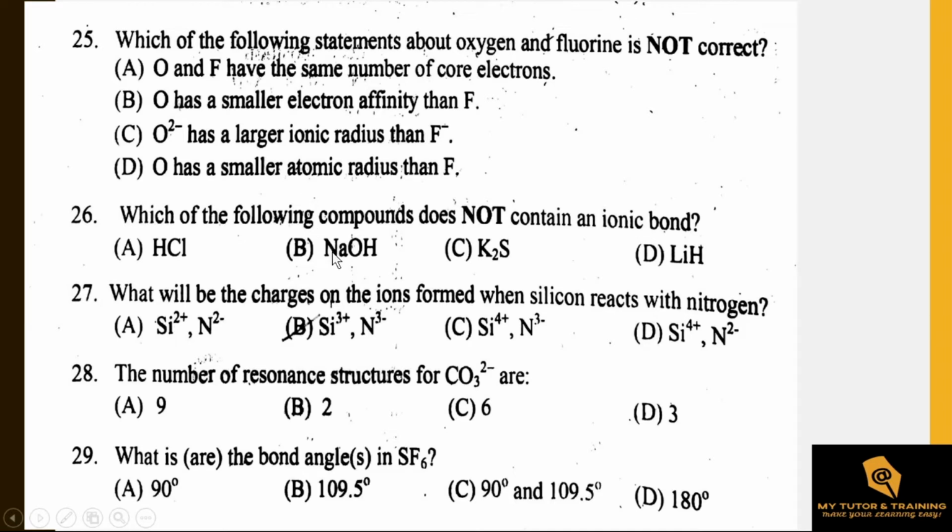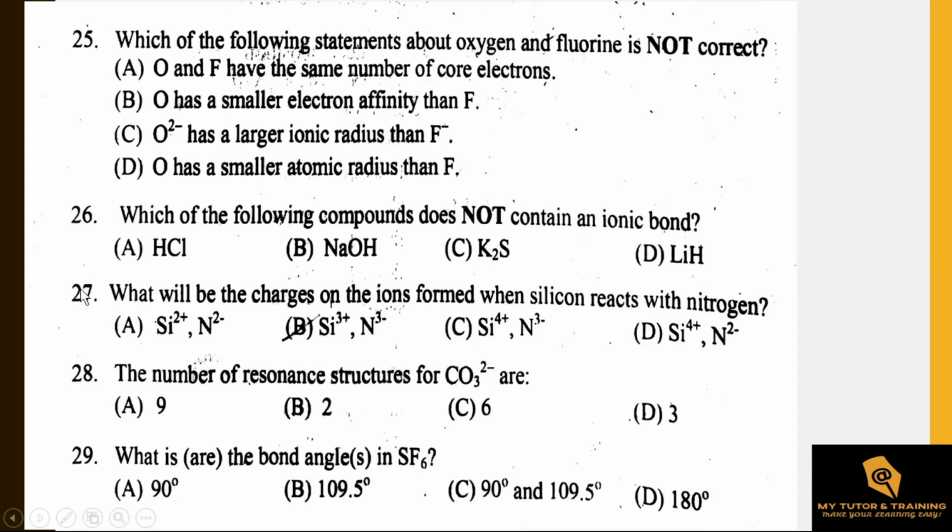Choice A, HCl: hydrogen is a non-metal, chlorine is a non-metal. So among two non-metallic elements, an ionic bond cannot be formed. Sodium hydroxide, sodium plus, oxygen minus, ionic. Potassium sulfide, potassium plus, sulfur minus, ionic. Lithium hydride, lithium plus, hydrogen minus, ionic. So HCl is the compound which does not contain an ionic bond.